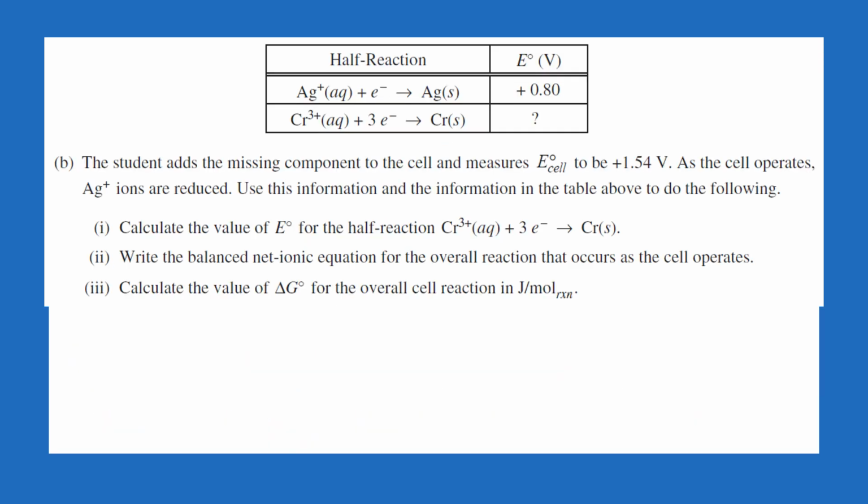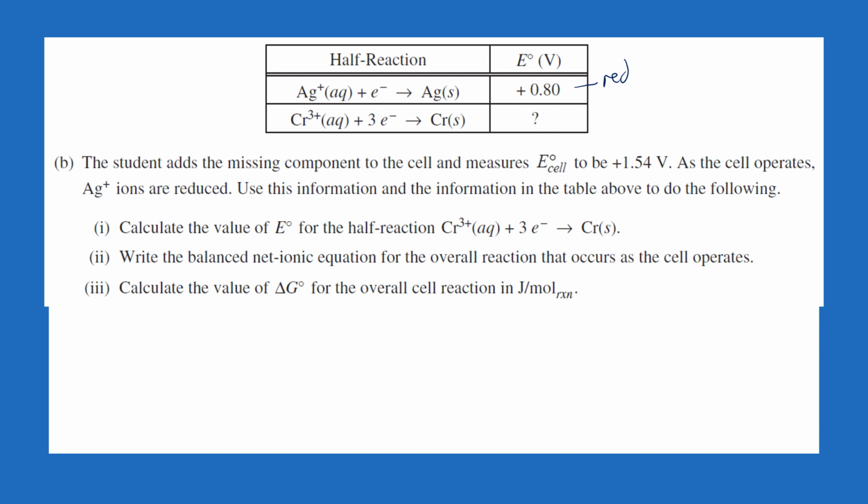Now the student adds the missing component to the salt bridge and measures the cell potential to be positive 1.54. As the cell operates, the silver ions are reduced. Okay, so this one is reduced, so it stays exactly as it's written. Use this information to do the following. Calculate the value of the cell potential for the reduction half reaction of the chromium.